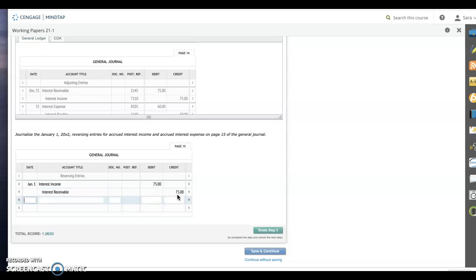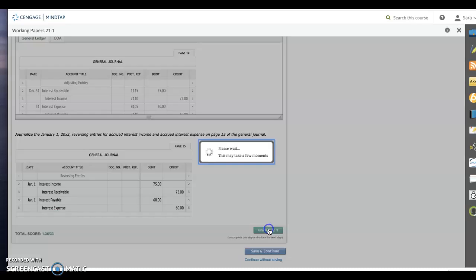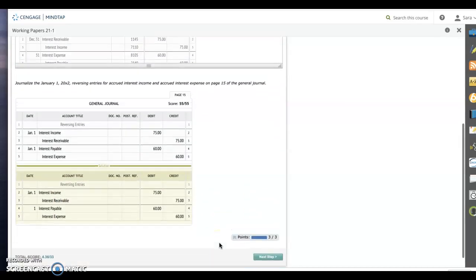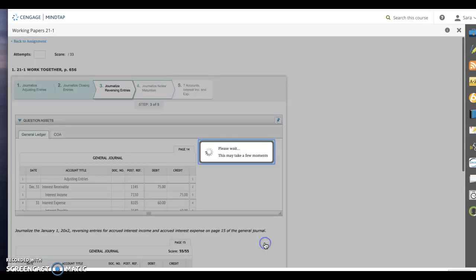And then our next one, January 1st again, and it will be interest payable, $60 in the debit, and interest expense, $60 in the credit. Go ahead and check that. Okay, so that was all correct. We'll go on to the next part.